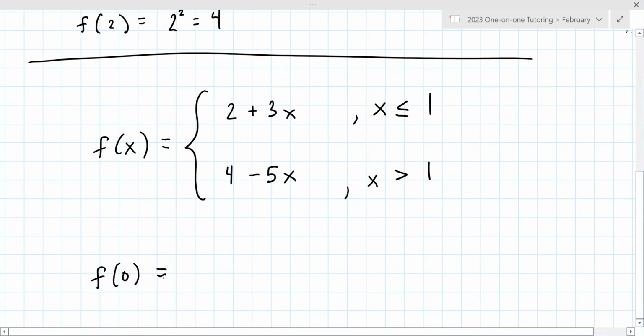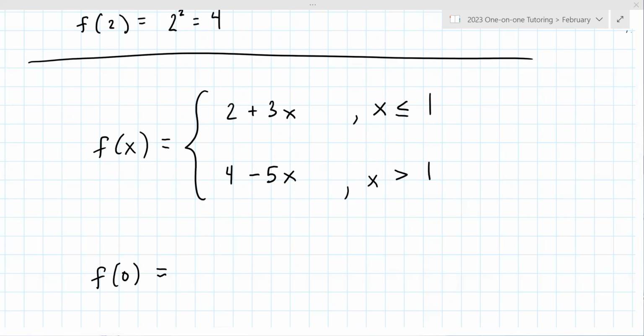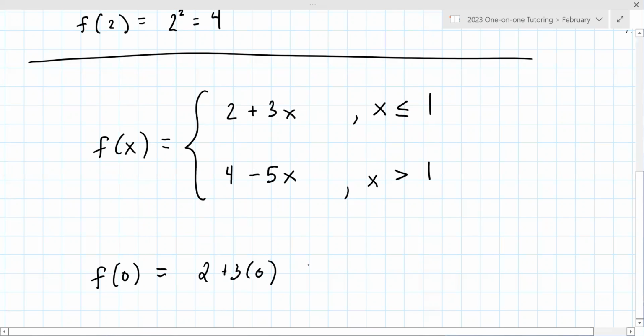F of 0. So you go to the inequalities and you ask yourself the question, is that number in parentheses, 0, less than or equal to 1? It's less than. So is this true or false? True. It is true. So you put that 0 into this first piece. 2 plus 3 times 0. What would that equal?